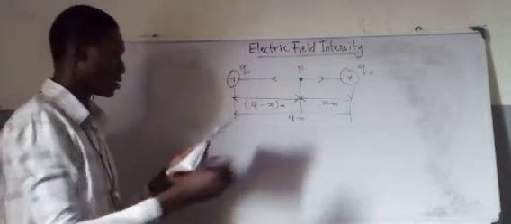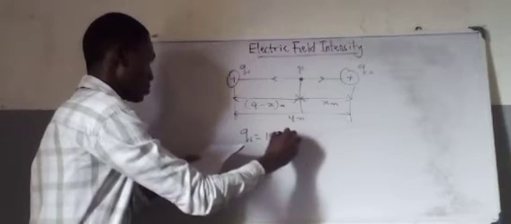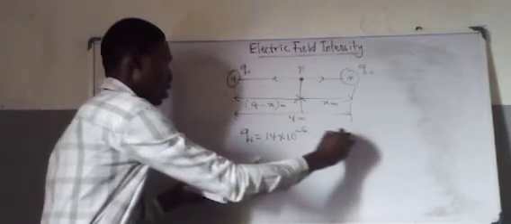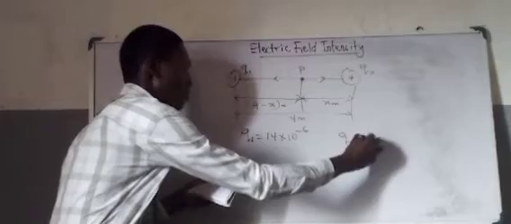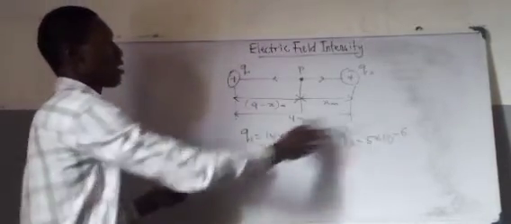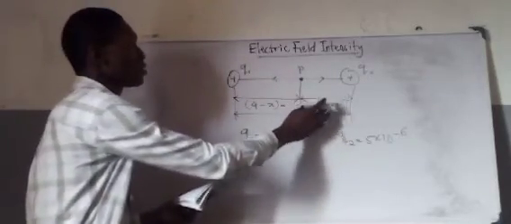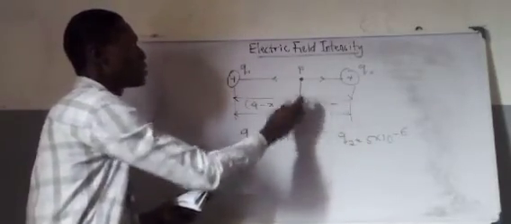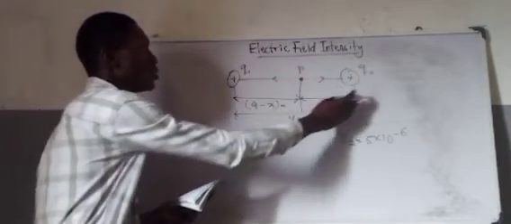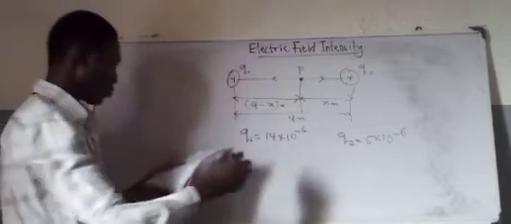of equal magnitude. And in the question, we're given that Q1 is equal to 14 times 10 raised to the power minus 6, and Q2 was given as 5 times 10 raised to the power minus 6. So these are our values for Q1 and Q2. So the question now is, what is the distance from the neutral point to Q2? What is the distance from the neutral point to Q1?